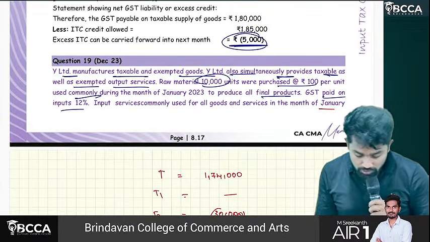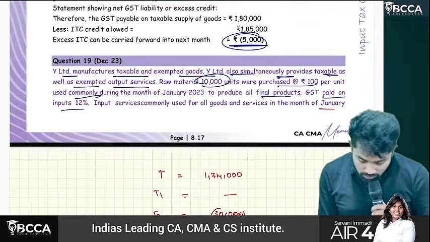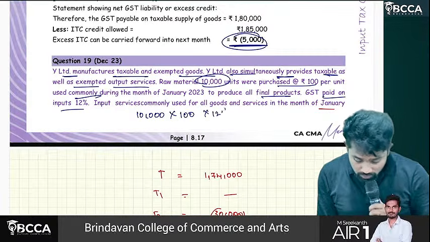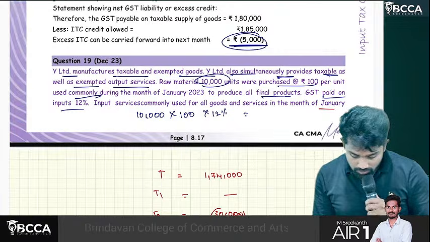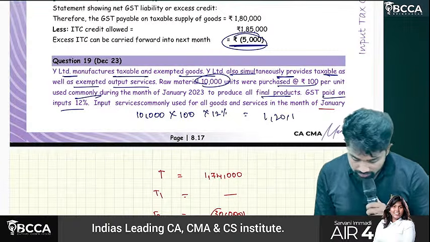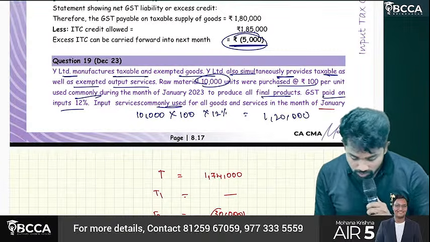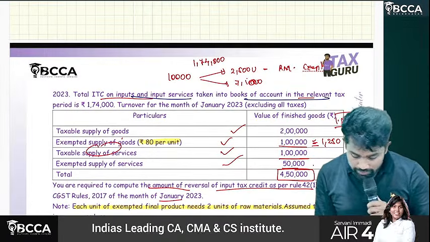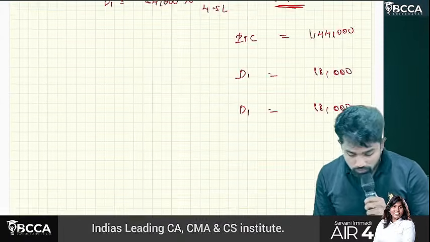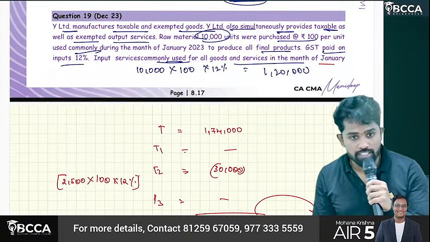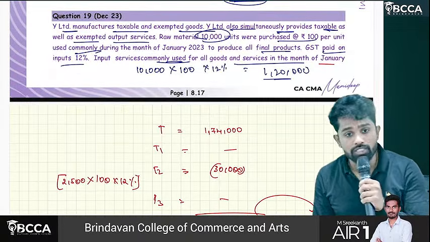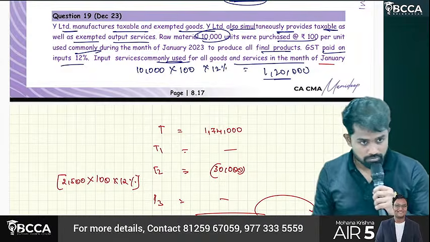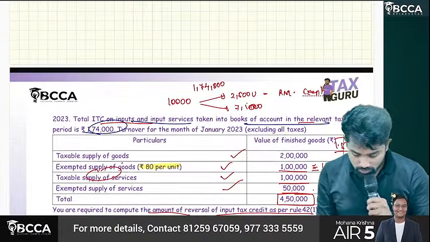GST paid on inputs is how much? 12%. Sir, what is the total GST paid there? 10,000 into 100 into 12%. What is the input tax available? 1,20,000. Whereas the input service is also commonly used. Whereas the total ITC is how much, sir? 1,74,000. Sir, total ITC is 1,74,000. Out of that, inputs related is how much? 1,20,000. So service related is how much? 54,000. Sir, able to understand, here total ITC they gave is how much?